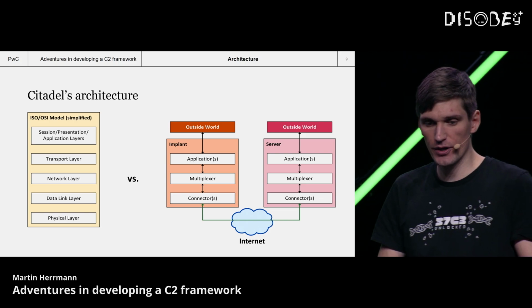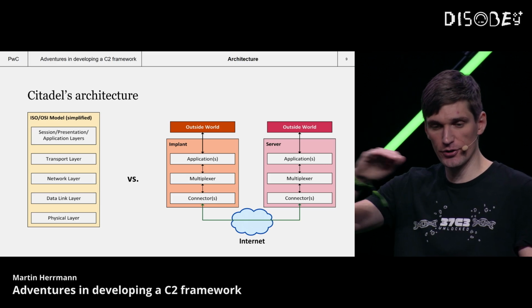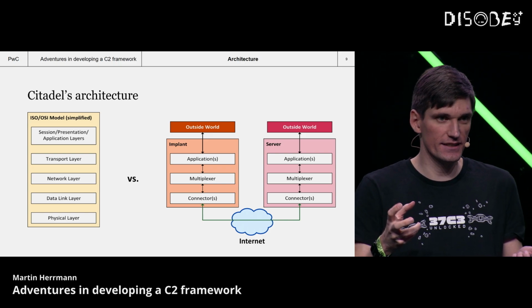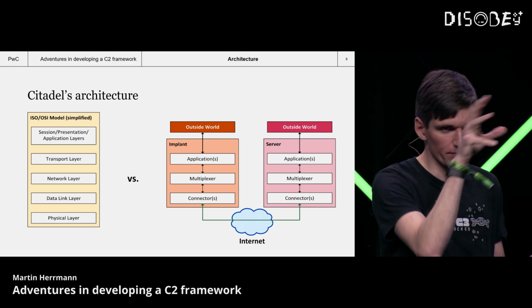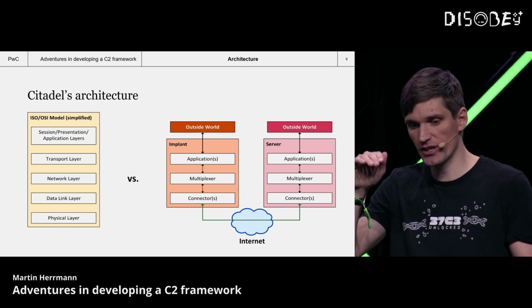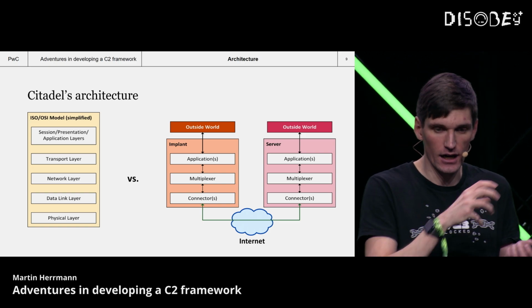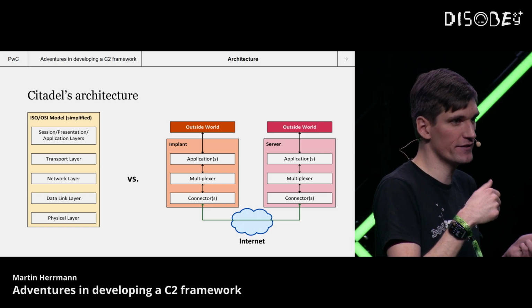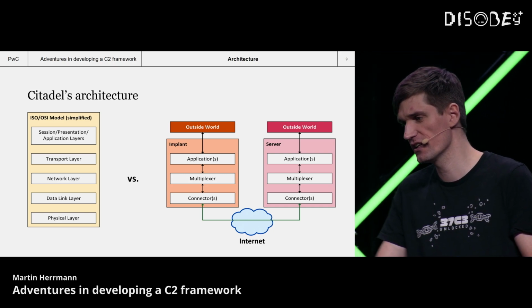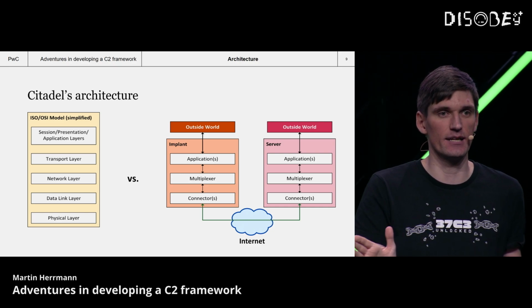Then above that, where the network layer would be, so the layer where normally IP, the internet protocol, is, and where routing happens, there we have our multiplexer, which basically just routes information between different components. And then above that, that would be the transport layer and all the above layers. There we have our applications. And applications in our context in Citadel are basically the features we have. So there's applications for SOCKS, for Kerberos, for DCOM, for anything that we do, it's basically an application.